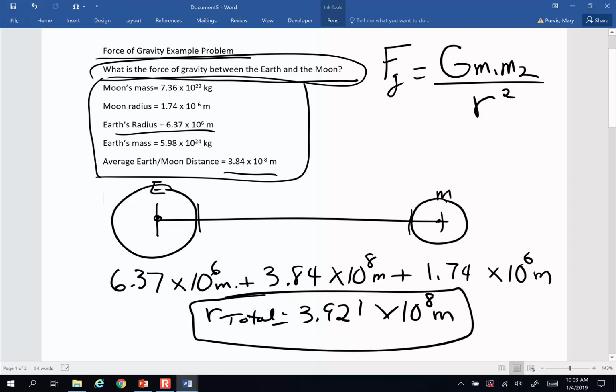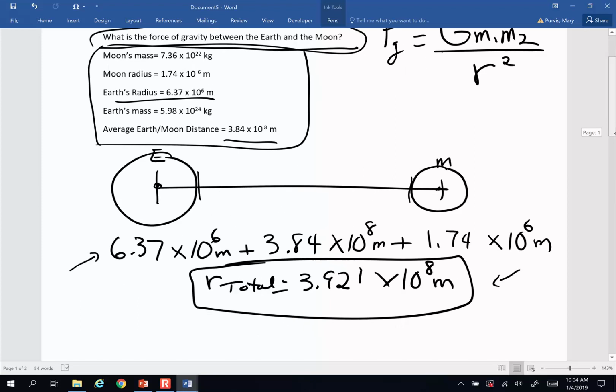Please, ladies and gents, if you cannot get this on your calculator, I'll do a little segment at the end of this problem on working with your calculator and scientific notation, because you have to be able to put the numbers into and get them out of your calculator successfully. So if that's my total radius, now I can calculate the force of gravity.